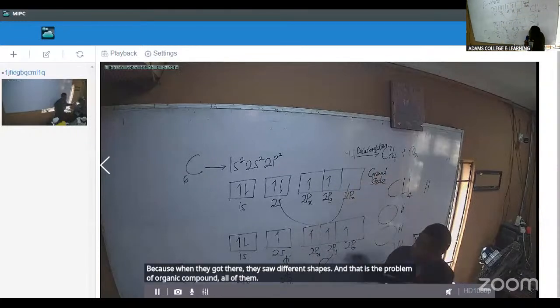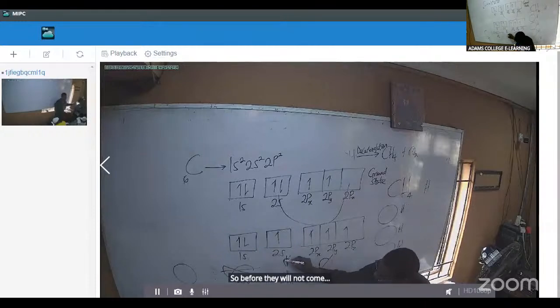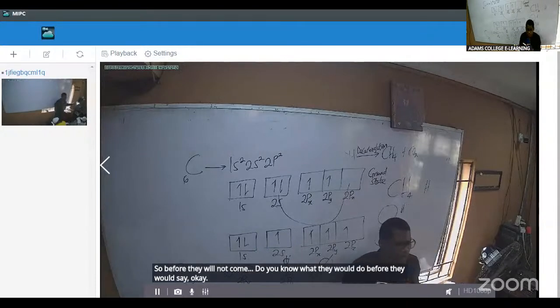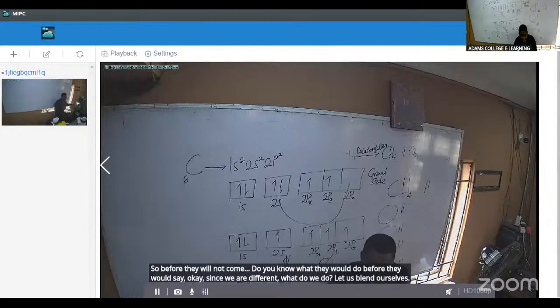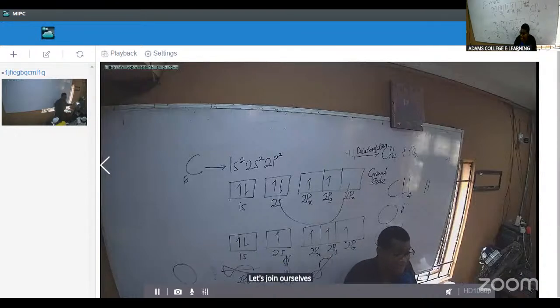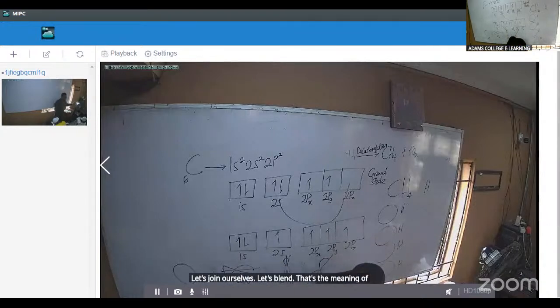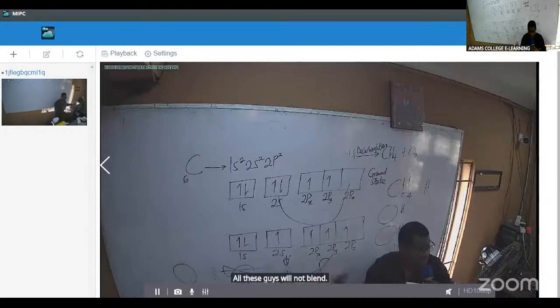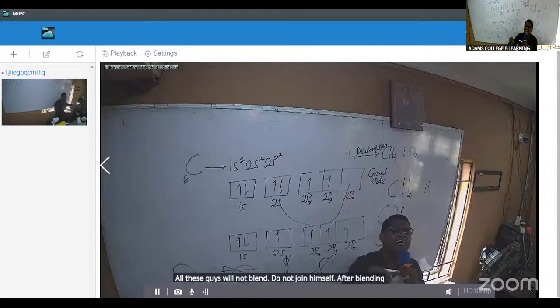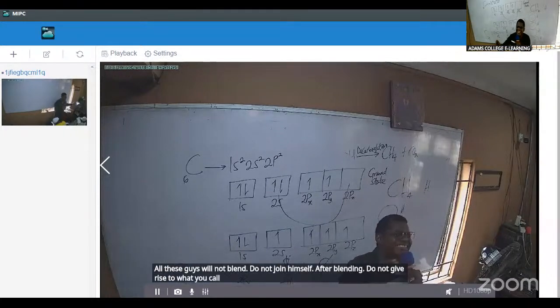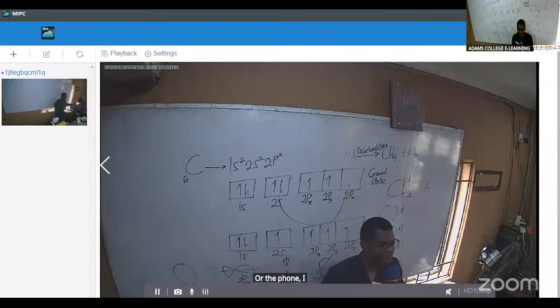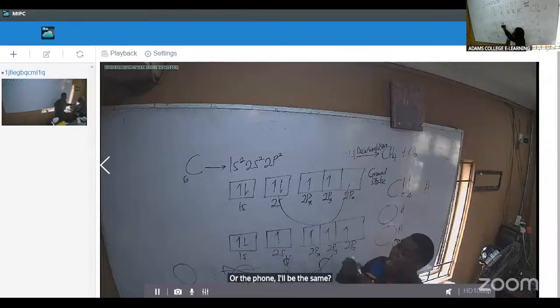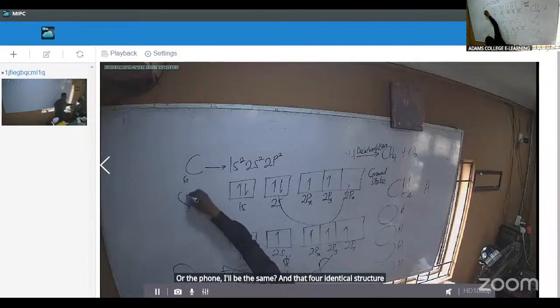Before they come, do you know what they will do? They say, okay, since we are different, what do we do? Let us blend ourselves. Let's join ourselves. That's the meaning of hybridization. All these guys will now blend. After blending, they will give rise to 4 identical structures. All the 4 will now be the same. And that 4 identical structure is called sp3 hybridized.